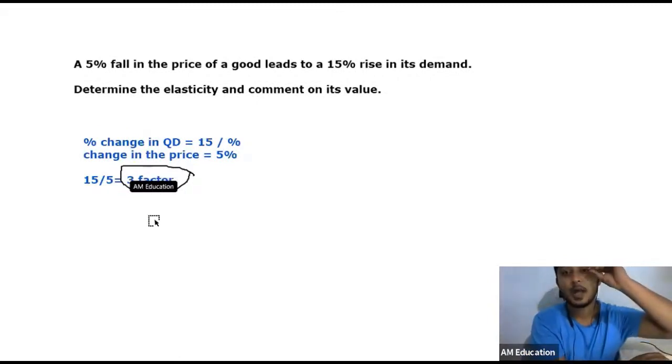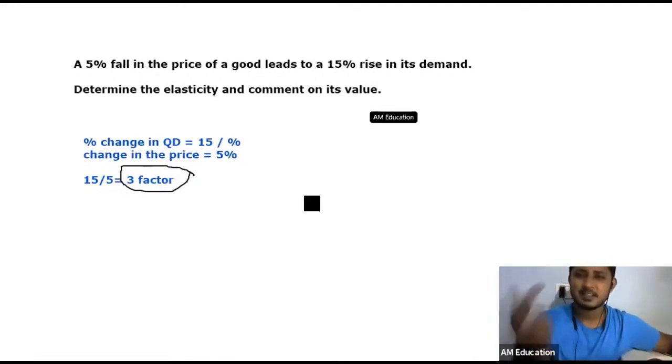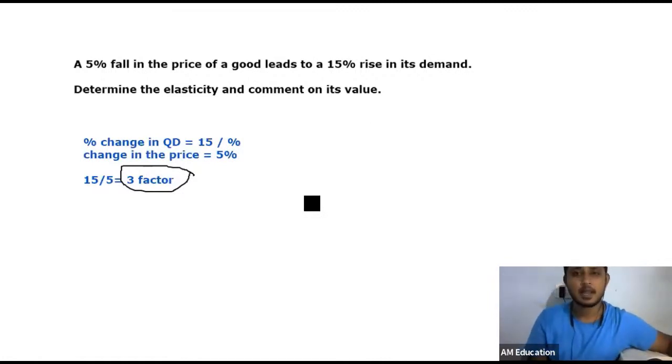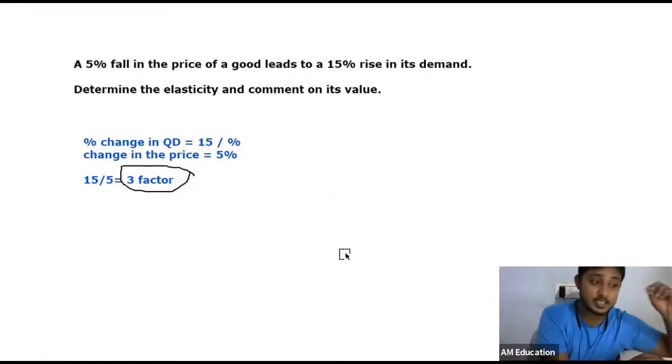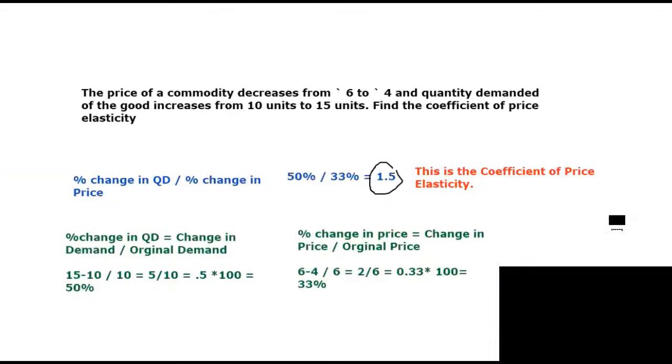So what do you mean by 3? Here he gave this: comment on its value. What do you mean by 3? You're telling that 3 is the elasticity of demand. What do you mean by 3? That is why we need to interpret what these results are. What is this 3 and what is this 1.5? What does this mean?